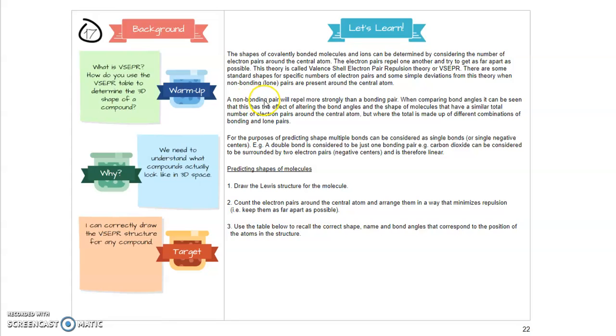What you should know, though, is that a non-bonding pair, meaning a lone pair, just two dots on the atom, is going to repel more strongly than a bond. Because we know this, we can figure out what these look like for shapes. As for the steps to draw the shapes using VSEPR, you first draw the Lewis structure, which is what we just practiced in part 16. Then you count the electron pairs around the central atom, and we use the table to get the way that it minimizes repulsion. The table will tell us the shape, the name, and the bond angles that we're going to work with.